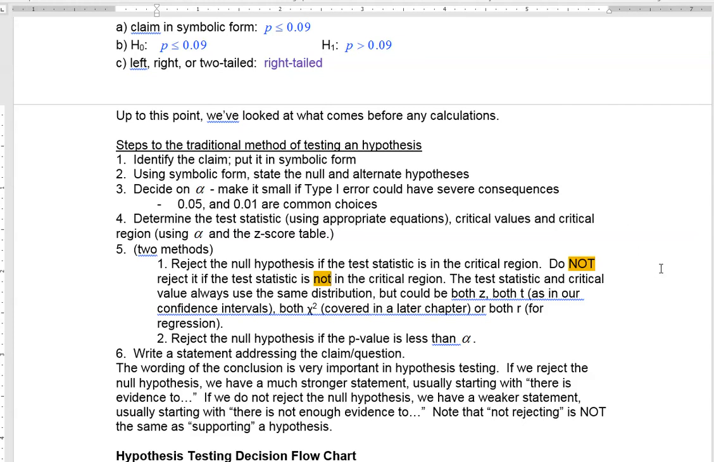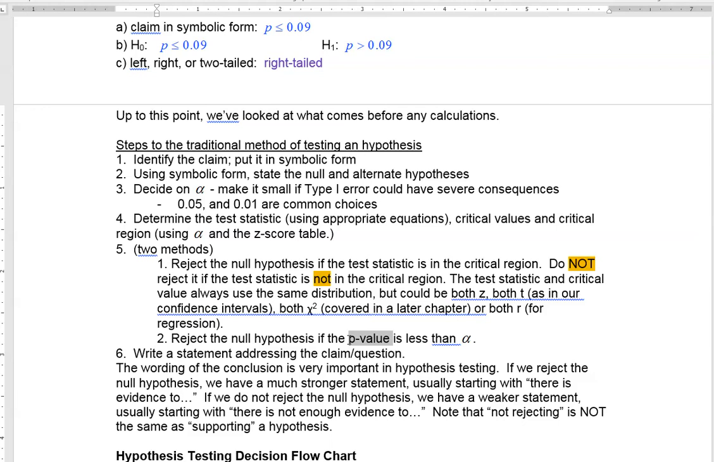So when we're doing that calculation, that comparison, we're always comparing two things that are the same. So we're either comparing two z values, two t values, two chi-squared, that's what this Greek letter here is, or two r values. So we're always comparing the same thing to each other. So when we get to those calculations, that's one thing to keep in mind. But the other thing, keep in mind, the nots go together. So we do not reject if it's not in the critical region, and we do reject if it is in the critical region. The other method, we reject the null hypothesis if the p-value is less than alpha.